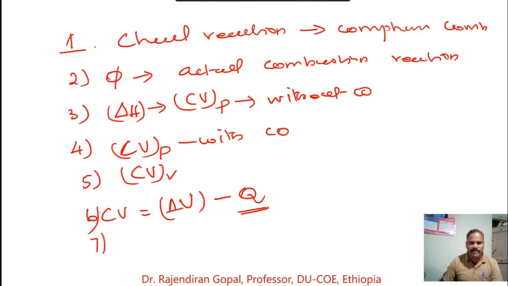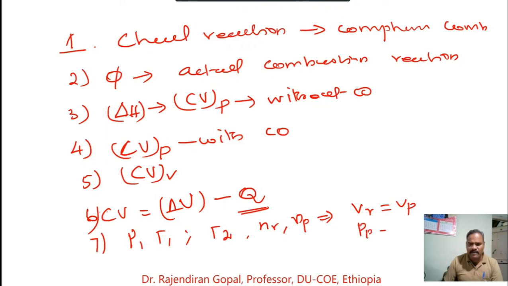And the seventh step: P1 is given, T1 is given, similarly T2 is given. And we know the number of moles of the product and the number of moles of the reactant, then we can easily find that the volume of the reactant is equal to the volume of the product. We can easily find the pressure of the product, that is the final pressure.